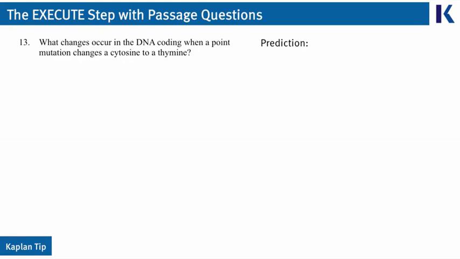A good plan for this question is first recognizing that this is a pseudo-discrete question. We don't need to go back to the passage for information. And then thinking about the differences between cytosine and thymine. So what would your prediction be? What are the differences between these two nitrogenous bases?